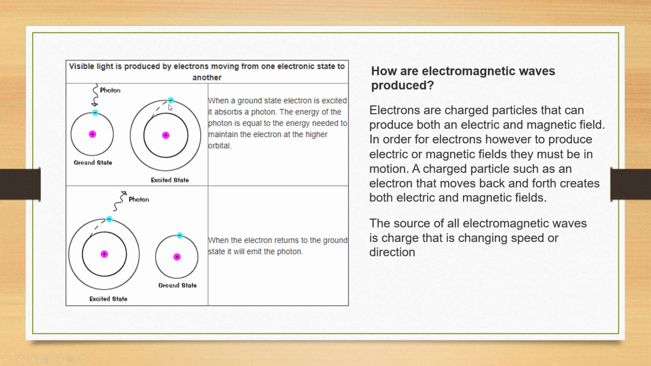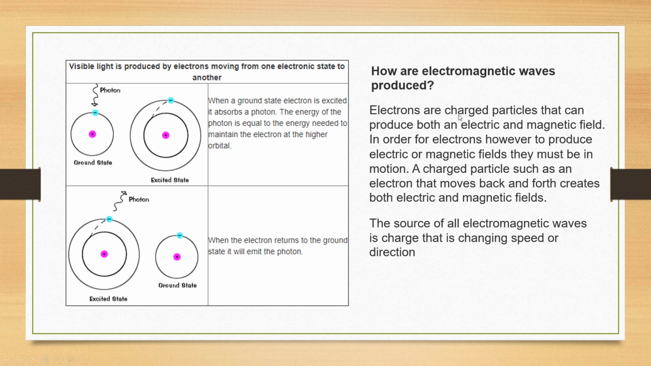and that energy is equal to the energy needed to maintain the electron at the position of this orbital. And then when the electron returns to the ground state, since the excitation state is not a stable state, it will release energy. That released energy is actually in the form of electromagnetic waves.